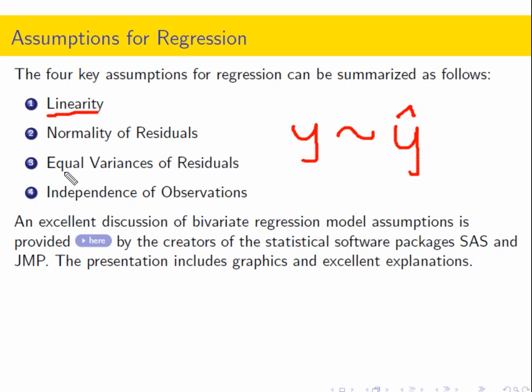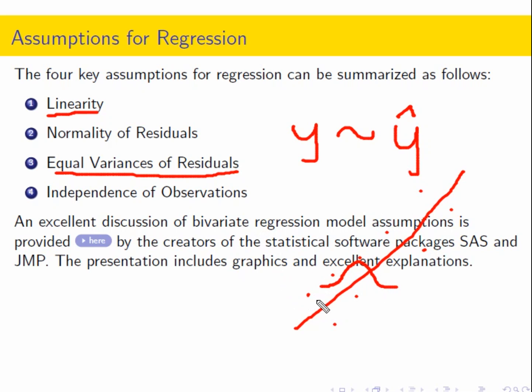Equal variances of residuals. Now this one's a little bit strange, but there's this line of best fit. And what they're saying is that the residuals, as they scatter around this line of best fit, will be normally distributed.